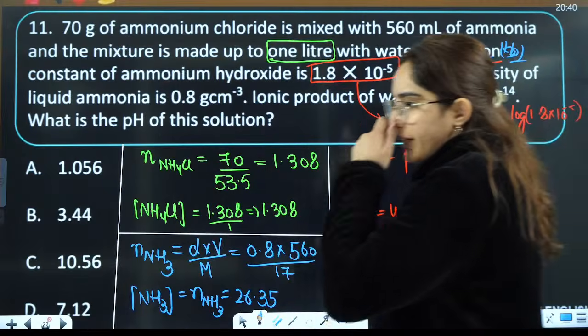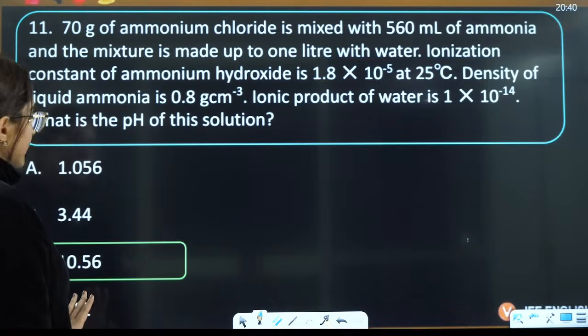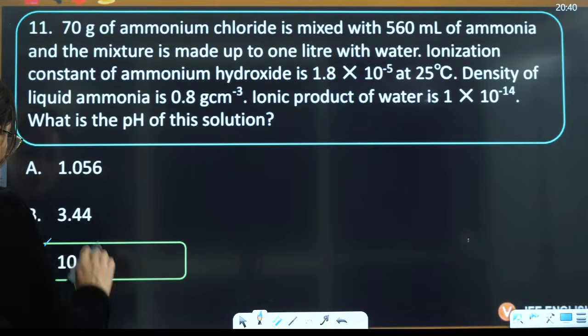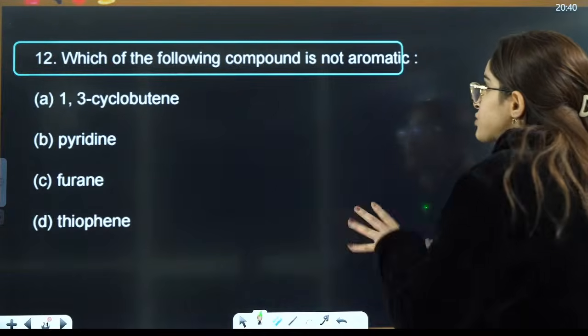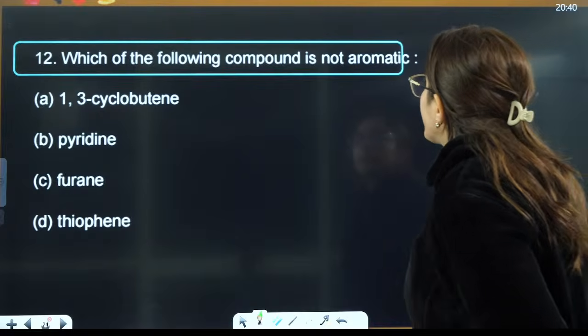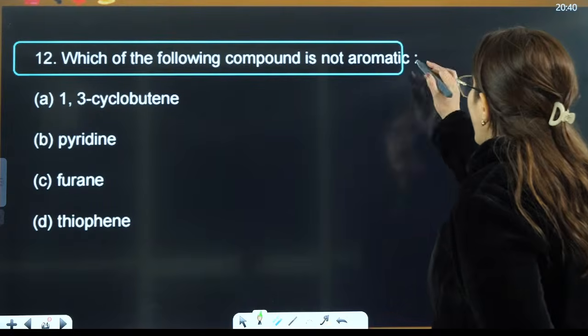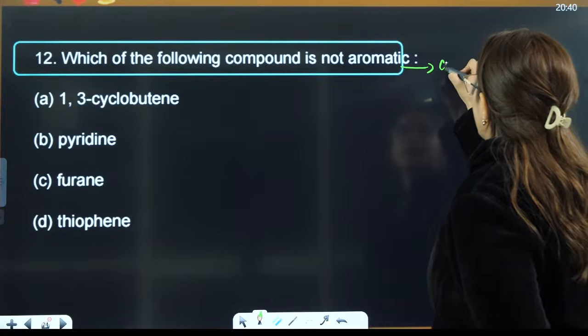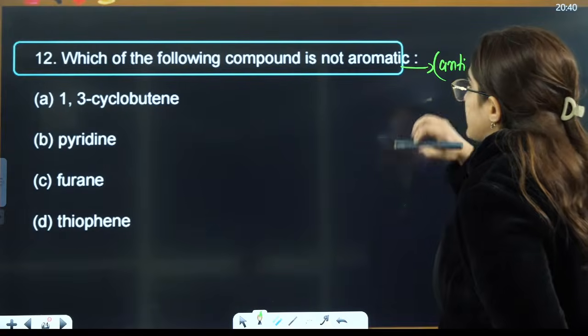Questions do get repeated in all the exams, right? The pattern does get repeated, right? And these are based on PYQs only. These are PYQs only that I am solving here. Which of the following compounds is not aromatic in nature? Not aromatic means it can be anti-aromatic or non-aromatic, right?